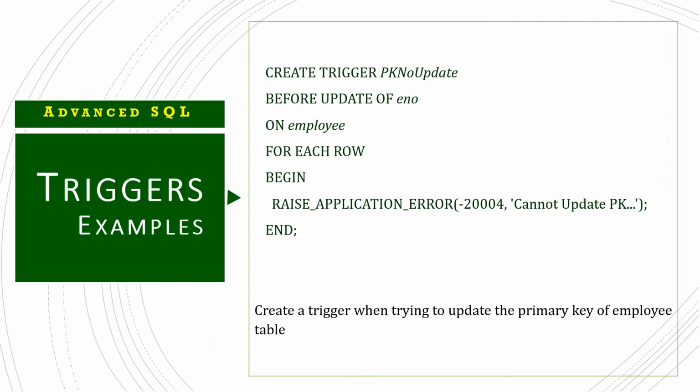Now let's create a trigger for raising an application error when trying to update the primary key of the employee table. What we have to do is raise an error message when a user is trying to update the primary key of the employee table. So before update on the primary key, we have to raise the error. Create trigger name before update of e number on employee for each row. Begin, raise the application error.